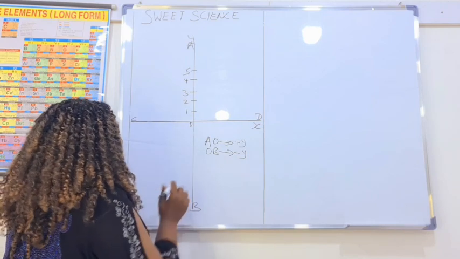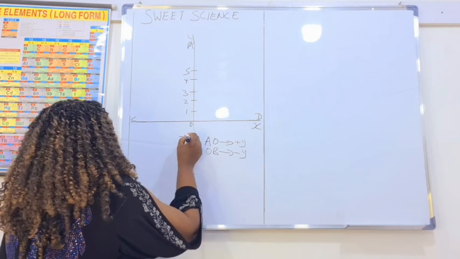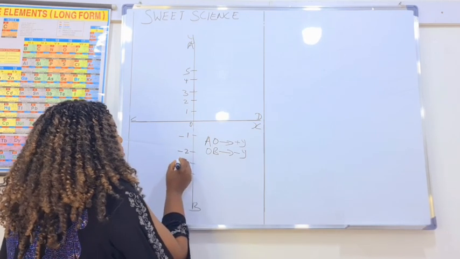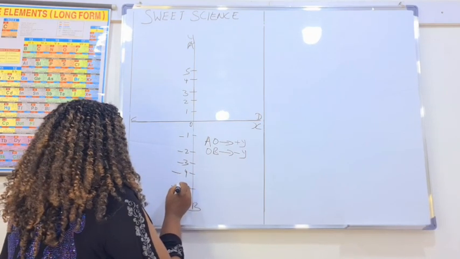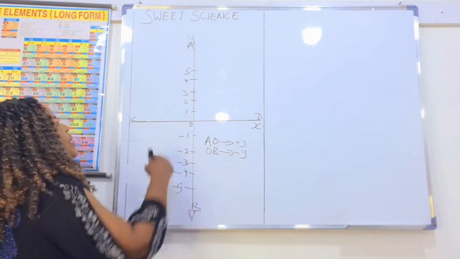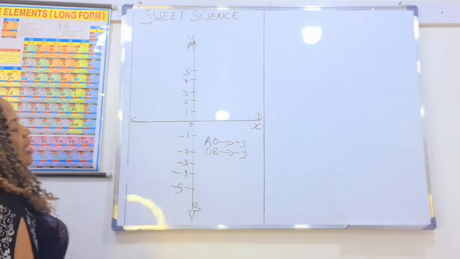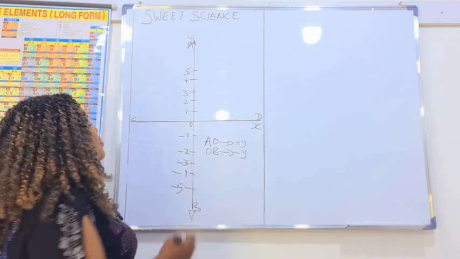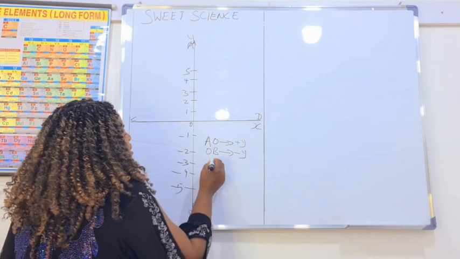Now O to B, we have -1, -2, -3, -4, up to -5, and so on. As you are going down, it goes down, and here you put the arrow, and it goes up and can take any value. Now we have again OD.